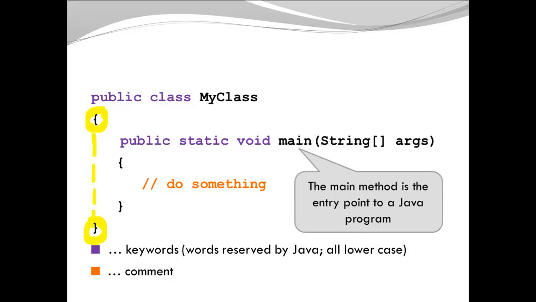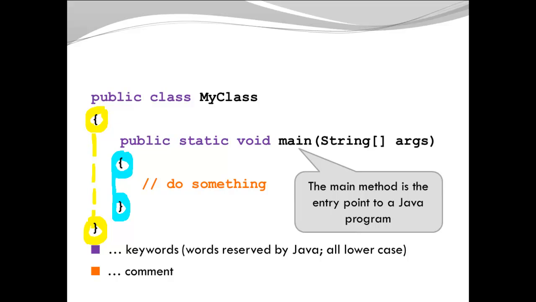Here we have the main method. The main method is the entry point to a Java program. Notice the curly braces below main. This is once again a code block. If the code block is declared right below a method declaration, this is called the body of a method. And the code within the body of the method is executed whenever your method is called.